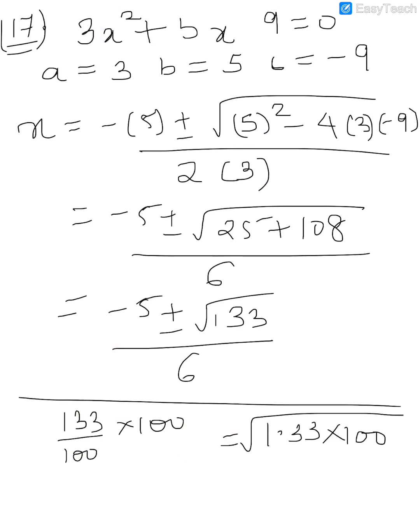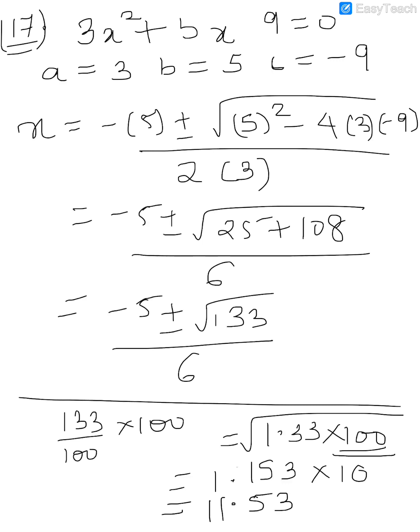Now here I will write square root of 1.33 was 1.153. Now what is the square root of 100? It is 10. So my final answer, square root of 133, will become 11.53. Remember that.